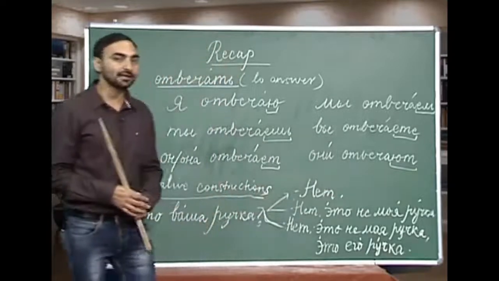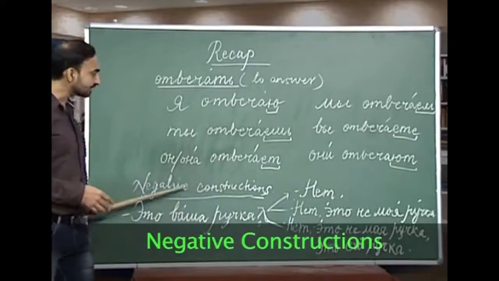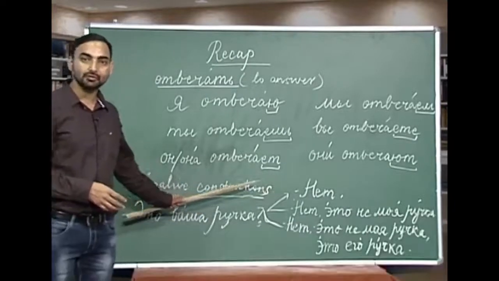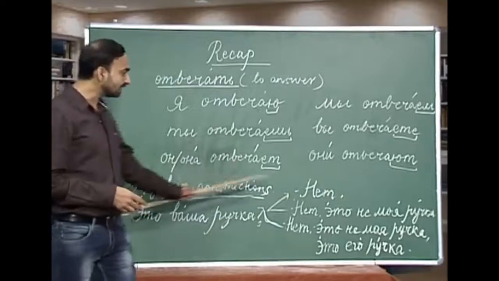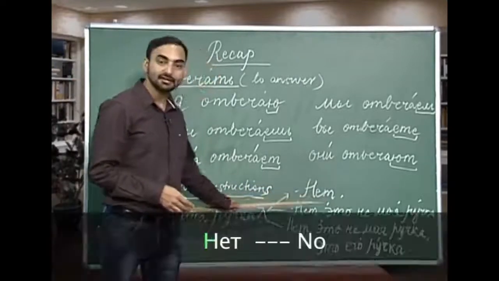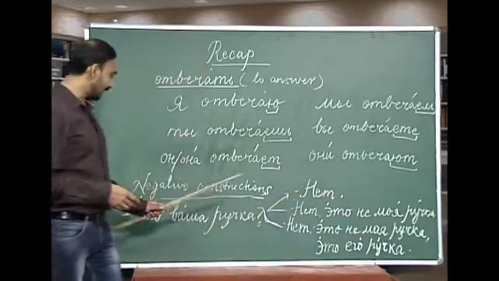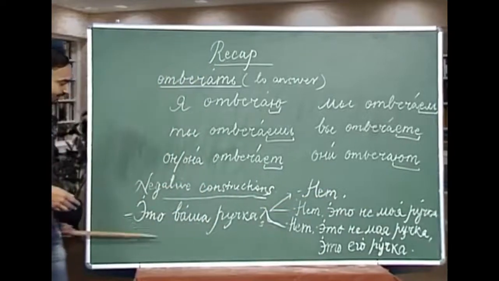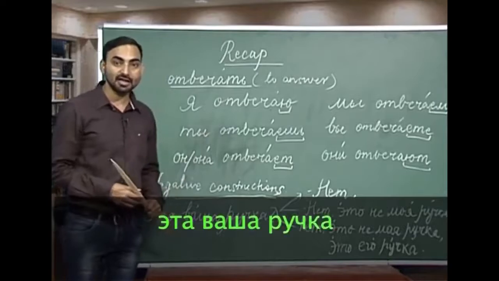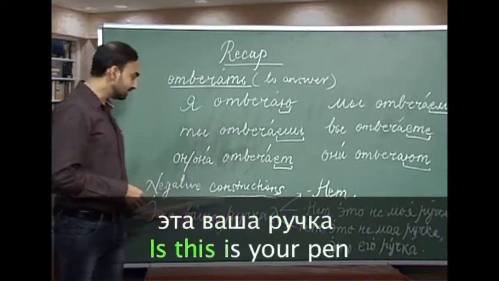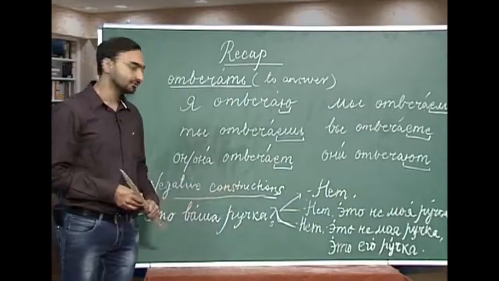Okay, the next topic that we had done in the last lesson was negative constructions. So, how do we denote negation in Russian language? We had done that we use this word нет. Нет is no. For example, I have written a question. Это ваша ручка? Is this your pen? So, how will you answer this question in negative?